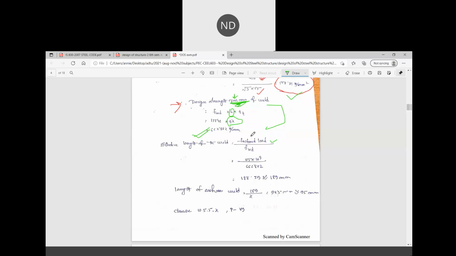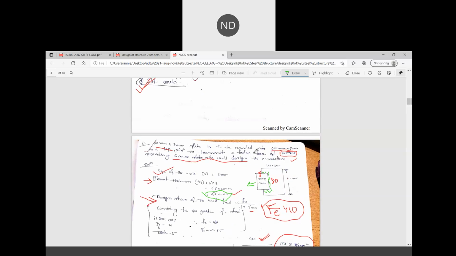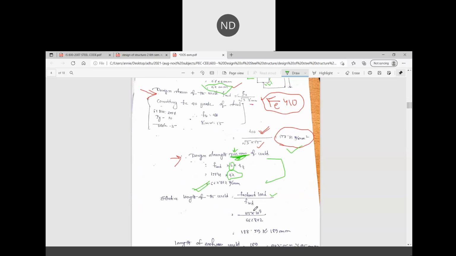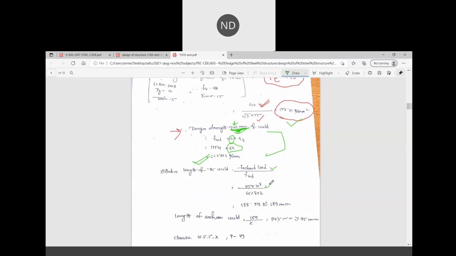So see, factored load. Factored load is how much? Already it is mentioned in the question that it is factored force or factored load. If it is not mentioned and only the force is given, you know you have to multiply by 1.5. But this is already factored. So this 125 is mentioned to you, and FWD is this one, the design strength per length.